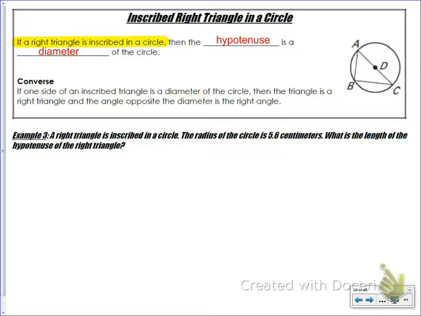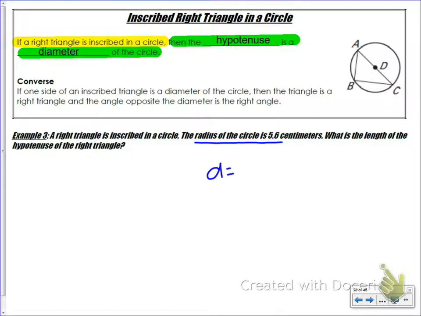if a right triangle is inscribed in a circle, then the hypotenuse is a diameter of the circle. So the hypotenuse is going to be a diameter. It gives us the radius to be 5.6 centimeters. We know that a radius is half the diameter, so if we take the 5.6 and multiply it by 2, I'm going to get a diameter that will be 11.2 centimeters.